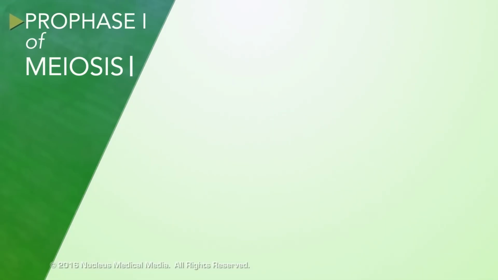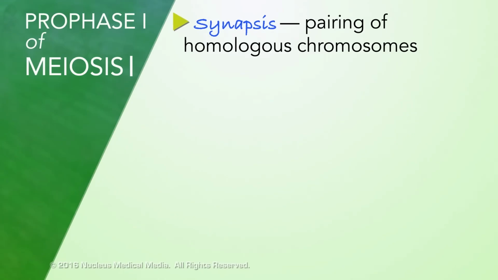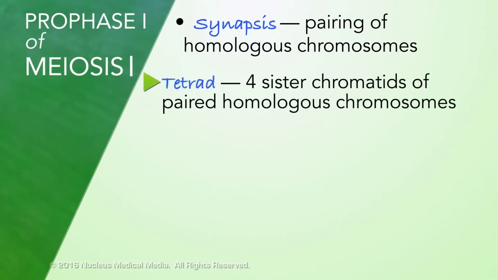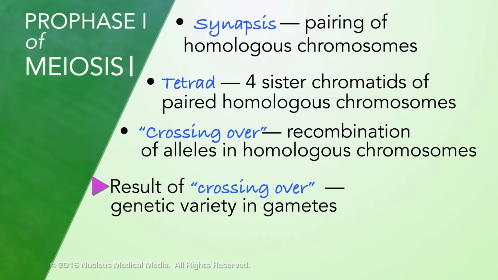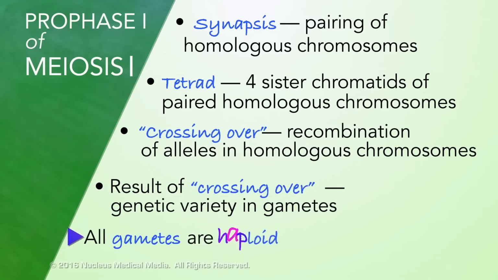And here are some key points to remember about Prophase I. The pairing of homologous chromosomes, called synapsis, occurs. Each pair of homologous chromosomes, consisting of 4 chromatids, is called a tetrad. During the process of crossing over, chromosomes in homologous pairs exchange segments of alleles. Crossing over results in genetic differences in gametes. All gametes produced by meiosis are haploid.